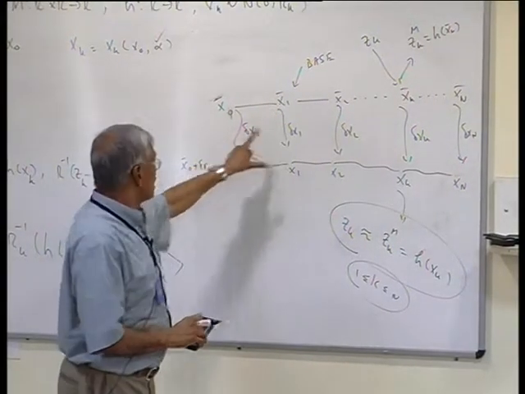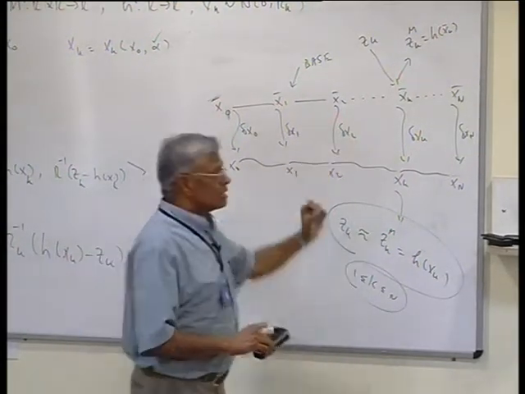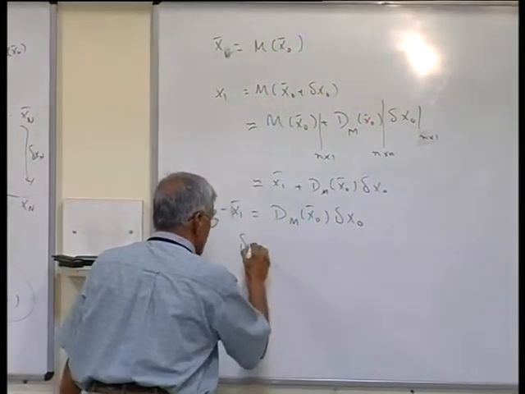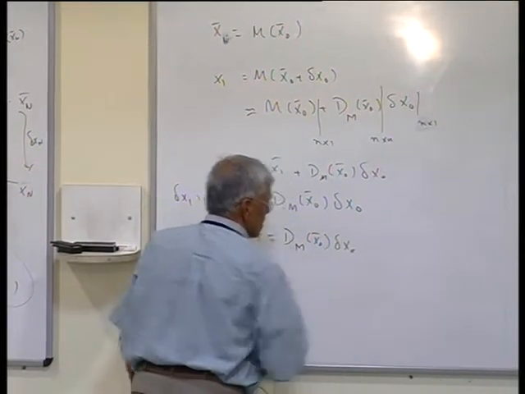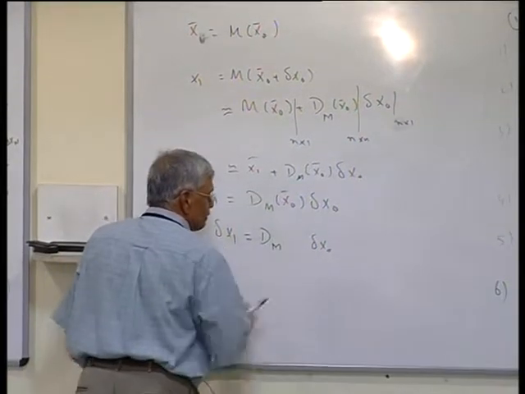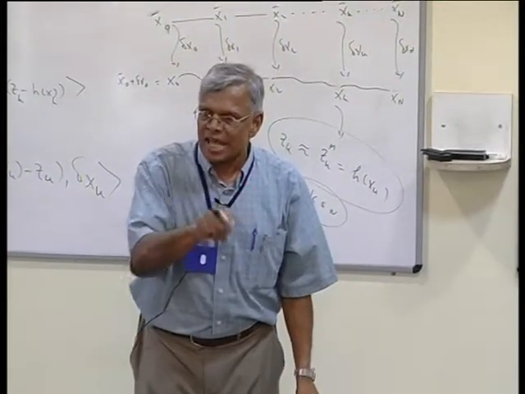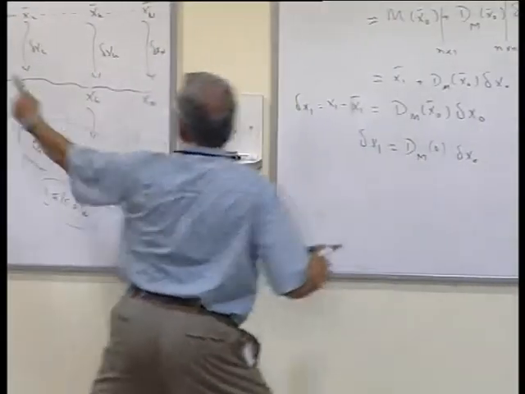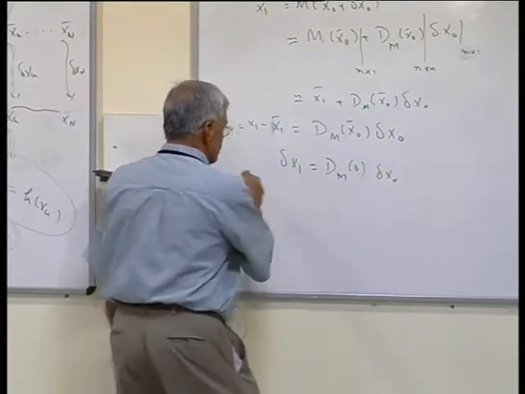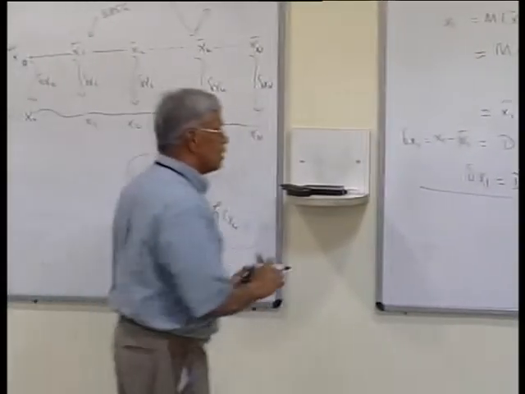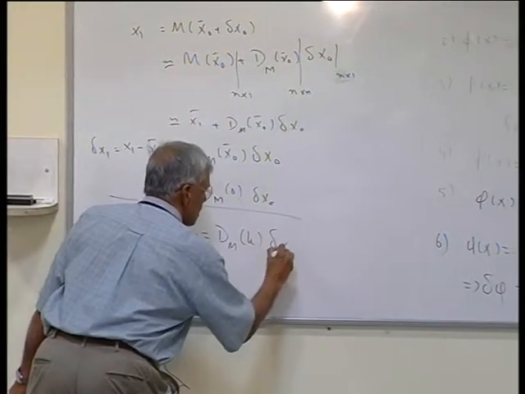So the change in the state at time 1 resulting from the change in the state at time 0, as seen by the model, is given approximately by this equation: delta x1 is equal to dm at x bar naught times delta x naught. Because I know it is x bar naught, to simplify notation I'm simply going to say dm naught. What does dm naught mean? dm is evaluated at x bar naught, the base state. Everybody in the place? Good. Now if you continue like this, what is the equation you get? Delta xk plus 1 is equal to dmk delta xk.